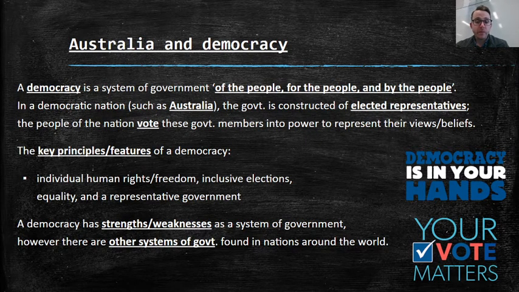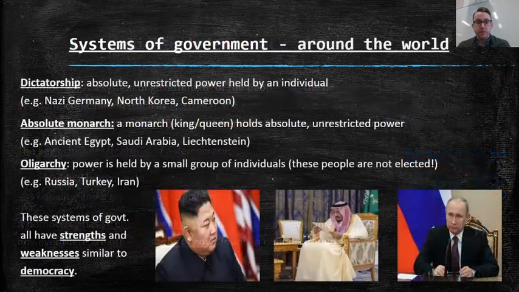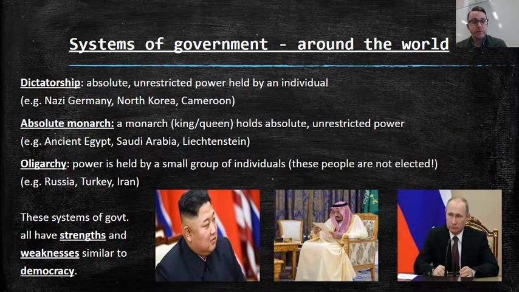However, there are alternatives. There are other options, other systems of government found in nations around the world, such as a dictatorship. Not a word you want to hear really about your government. A dictatorship refers to absolute, unrestricted power. So this individual can do whatever they want, and it's all held by one individual, that power.